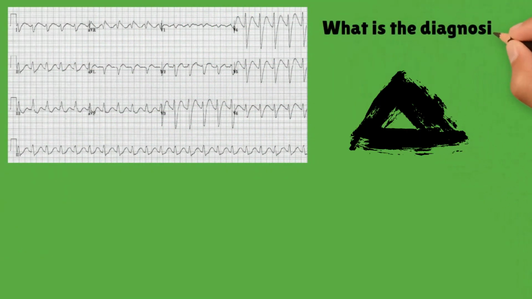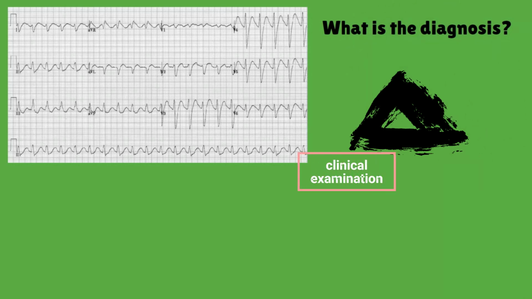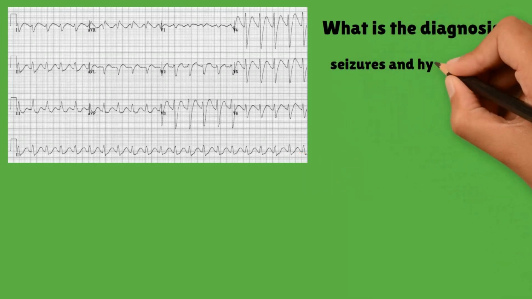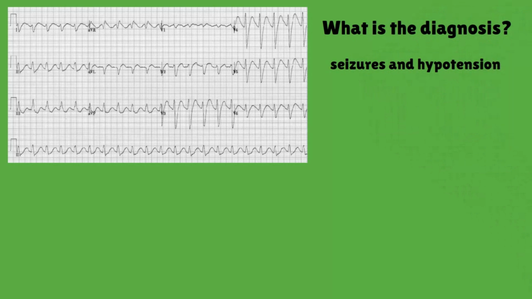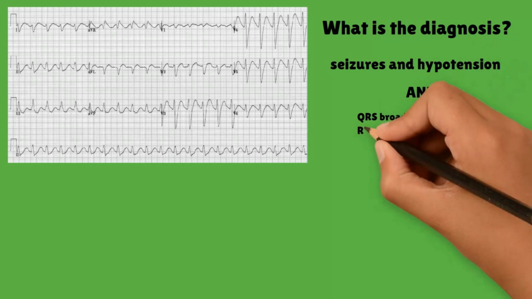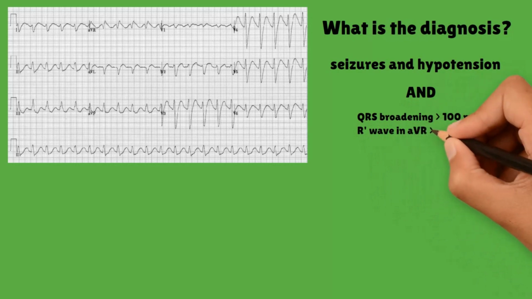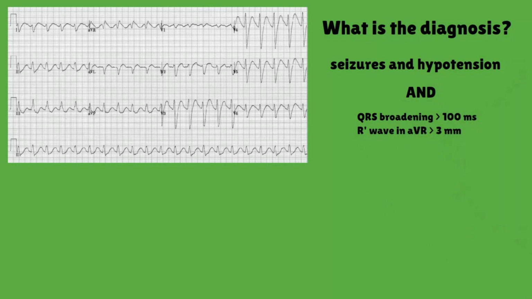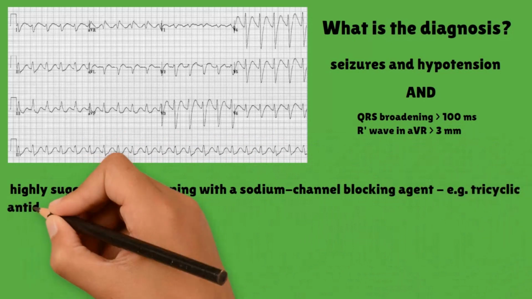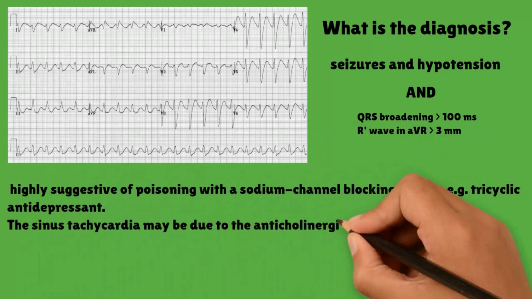So what is the diagnosis? See, our diagnosis should be based on the clinical presentation and associated investigation findings. So our patient is a known case of seizure disorder presented with history of recurrent seizures and hypotension. With the combination of ECG findings, the QRS broadening means more than 100 milliseconds, R wave in AVR more than 3 mm. The sinus tachycardia may be due to anticholinergic effect of TCA. So these findings are highly suggestive of poisoning with a sodium channel blocker agent, that is tricyclic antidepressant.